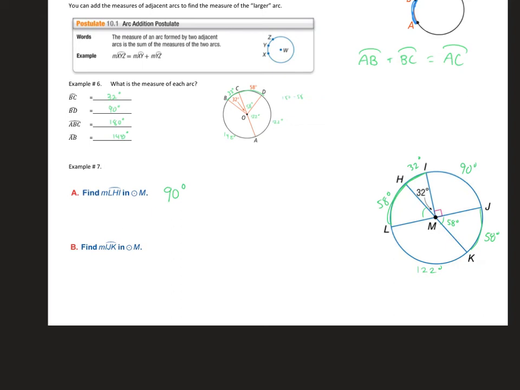And the measure of I to J to K, I to J to K. I'll highlight that in a different color for everybody. I to J to K. I know it's a minor arc. This is where I was saying that they could trick you. 90 plus 58 is 148 degrees.